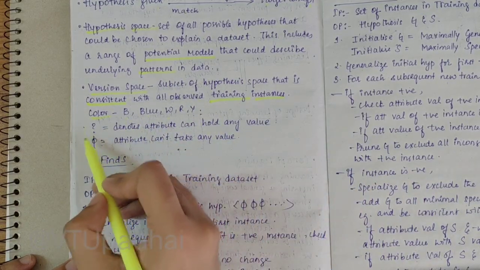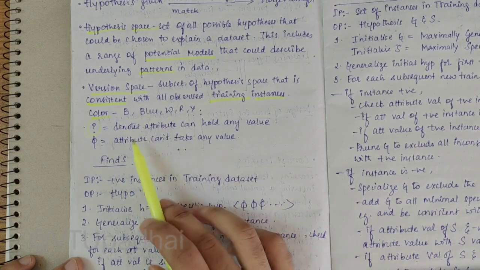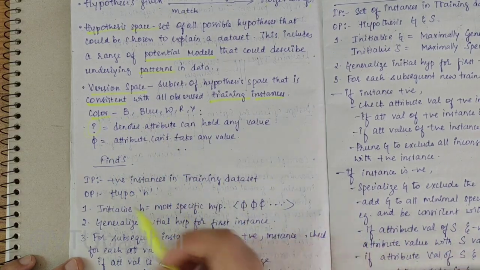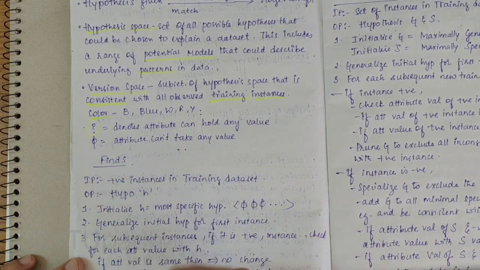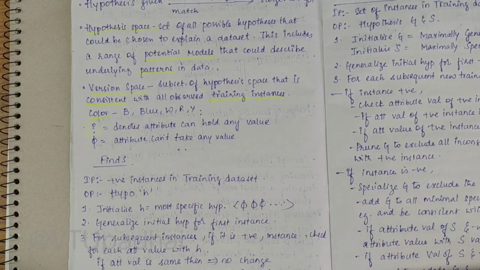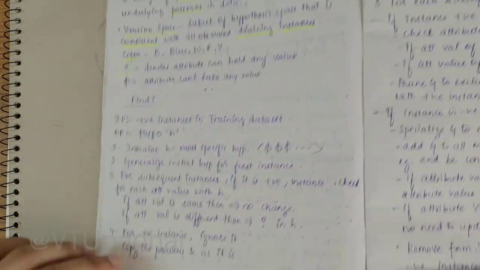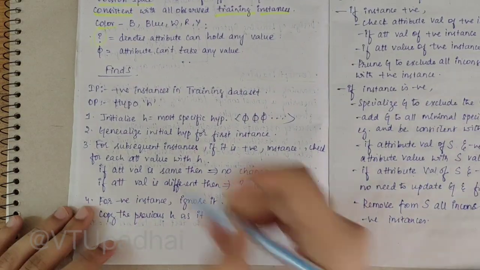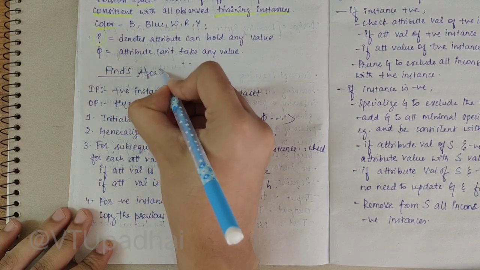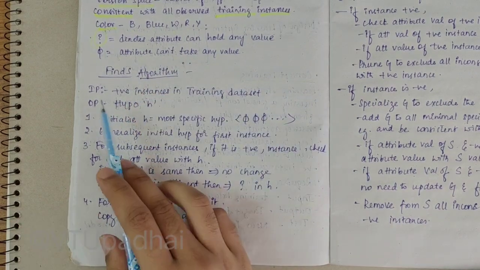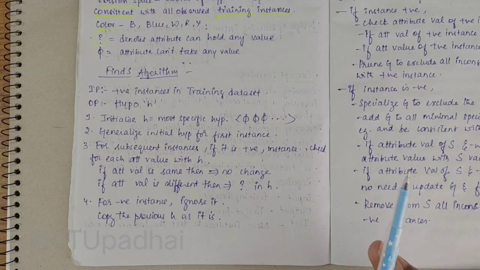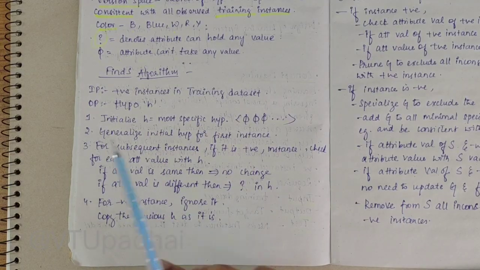Then we'll be using these terminologies. If you see a question mark, it denotes that the attribute can hold any value. And if there is a phi here, it denotes that the attribute can't take any value. So this was about question mark and phi. Now let's look into the Find-S algorithm. The positive instances in the training data set are considered as input, and then we need to generate a hypothesis H.